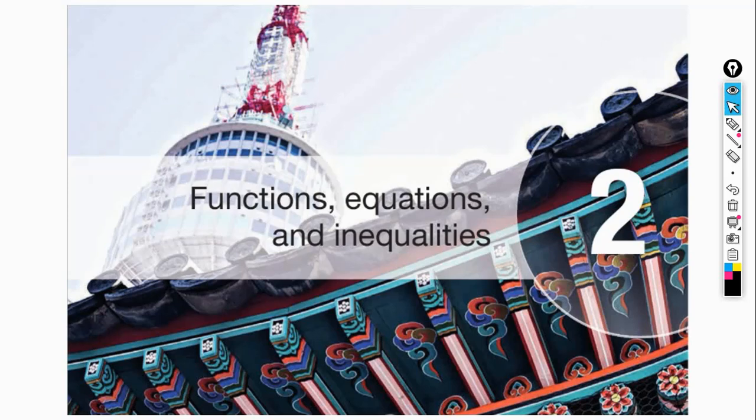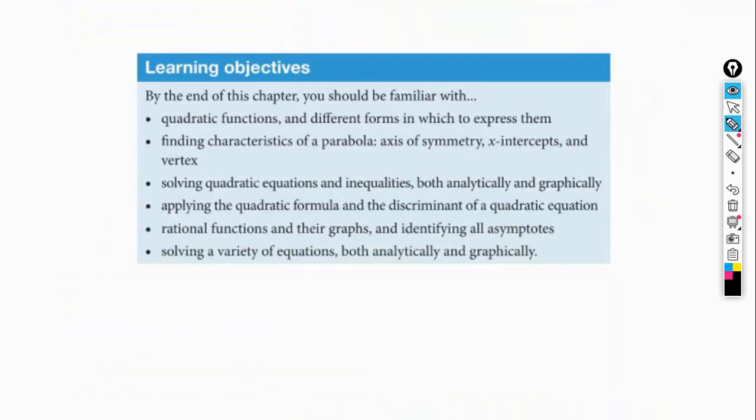Hello everyone. So in this video we're going to begin with chapter 2, Functions, Equations, and Inequalities. For this chapter, these are the learning objectives. By the end of the chapter, you should be familiar with quadratic functions and different forms in which to express them. Finding characteristics of a parabola, such as the axis of symmetry, x-intercepts, and the vertex. Solving quadratic equations and inequalities, both analytically and graphically.